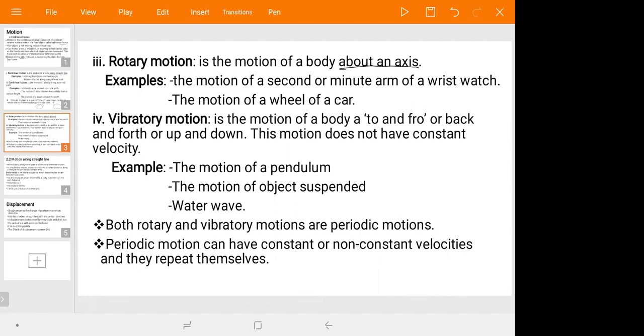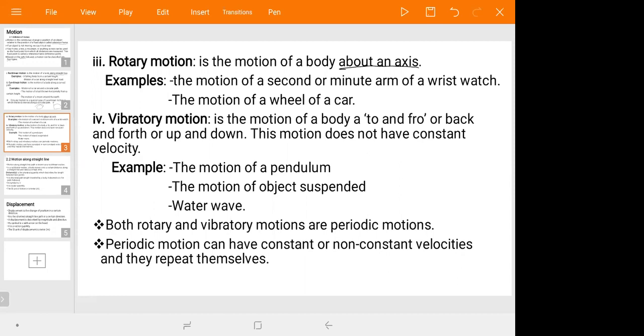For example, the Earth can make two motions: the motion around the Sun, and the motion on its axis. The motion of the Earth on its axis is one type of rotary motion, but the motion of the Earth around the Sun is a type of curvilinear motion. Therefore, rotary motion is the motion of a body about an axis.